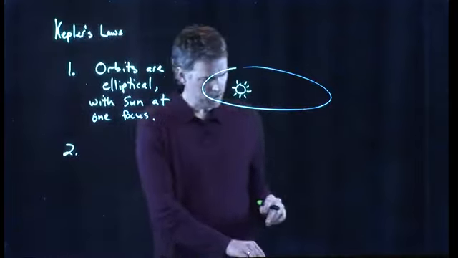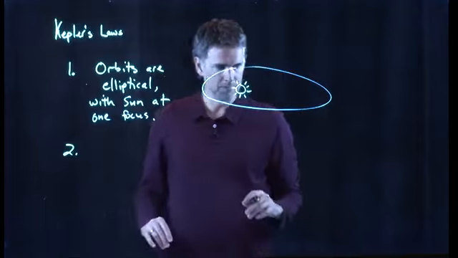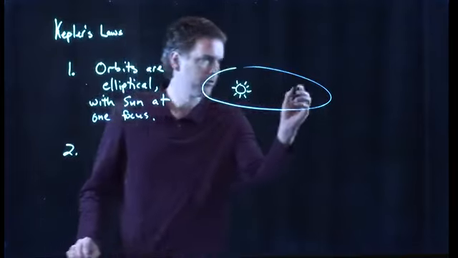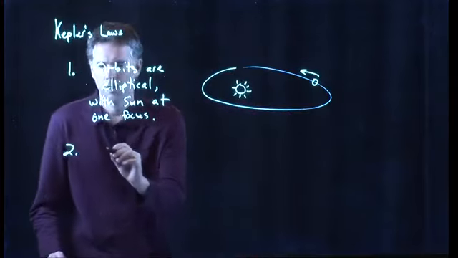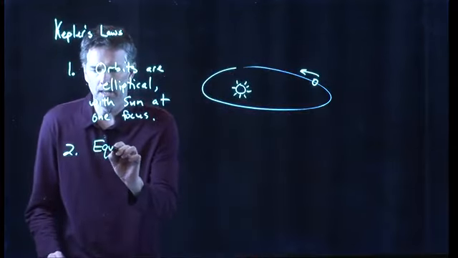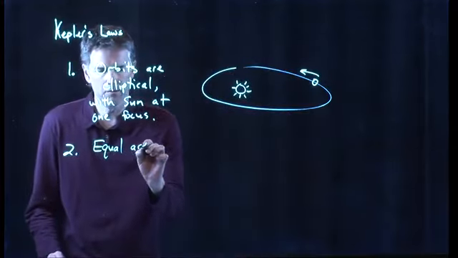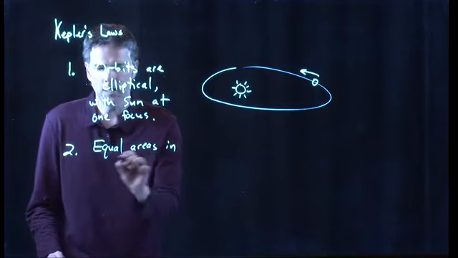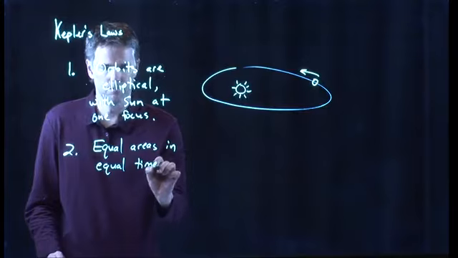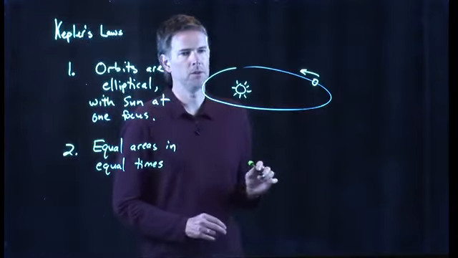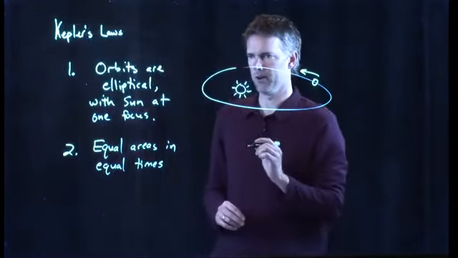All right, the second law that he came up with was, and let's draw our planet on there, heading around. The second law was the following: equal areas in equal times. Okay, so what does that mean on our picture here?